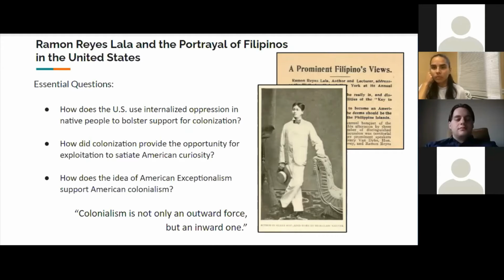On the screen, you can see some of the essential questions in this lesson that touch on the unit as a whole. And some of the keywords we want students to learn are things like internalized oppression, exploitation, and American exceptionalism. This unit really wants students to realize that colonialism is not only an outward force, but an inward one.